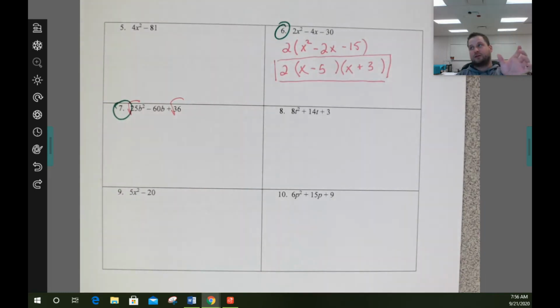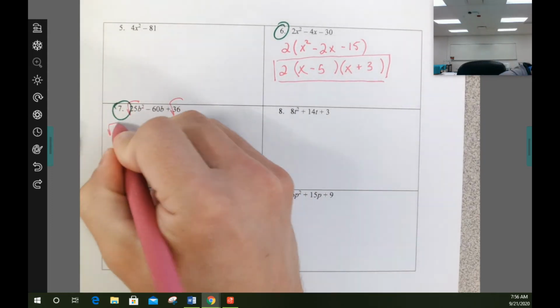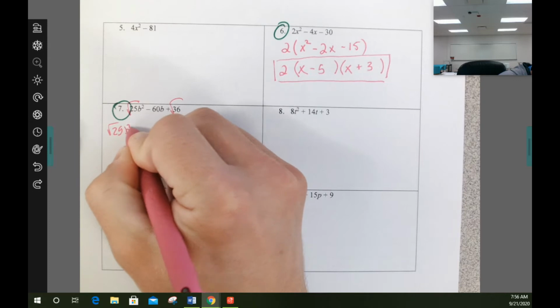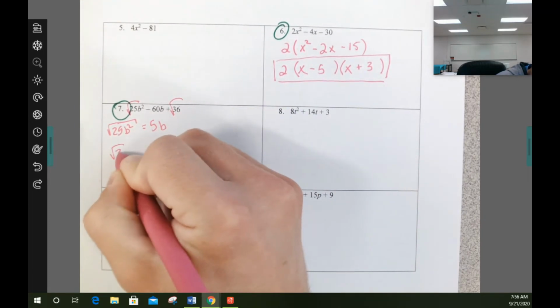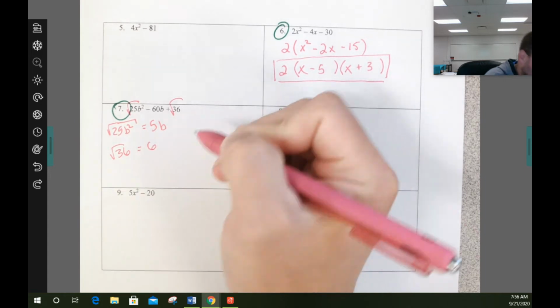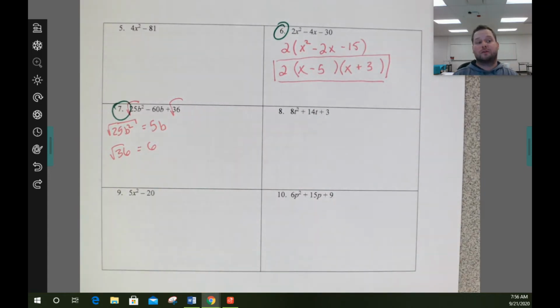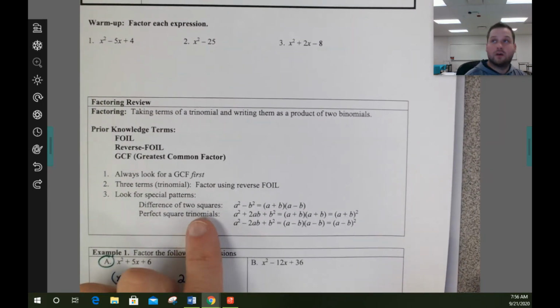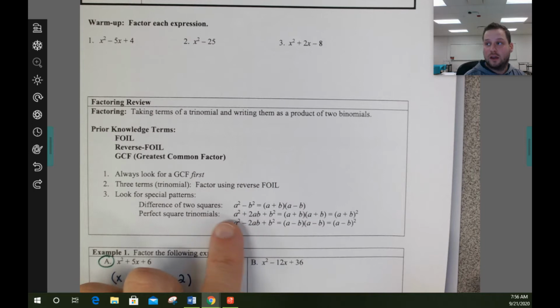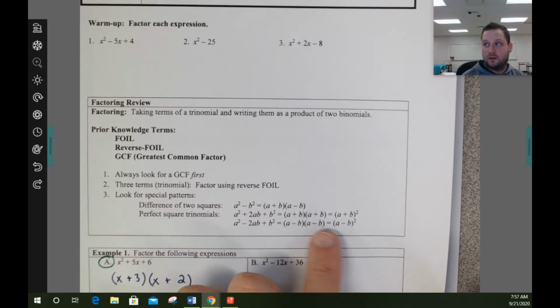When you have perfect squares out front and at the end, my first step is going to be to square root them. Okay, so the square root of 25b squared is going to give me 5b. Square root of 36 is going to give me 6. Okay, so they are perfect squares. If you notice on the front, we had a pattern here. Okay, when you have perfect square trinomials, we're able to fit it into this pattern over here.